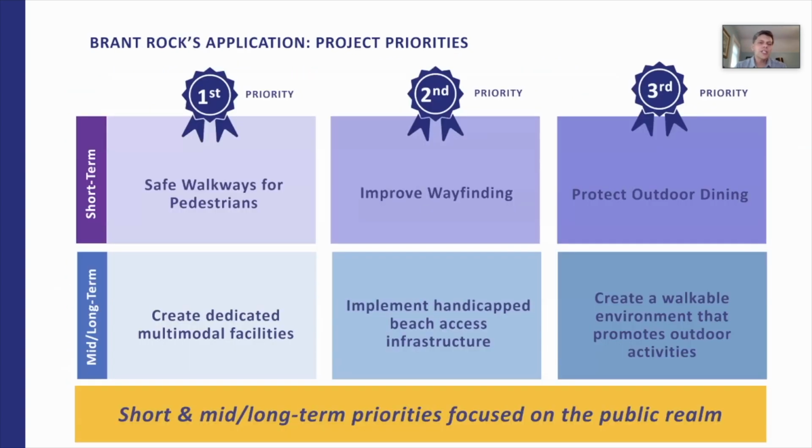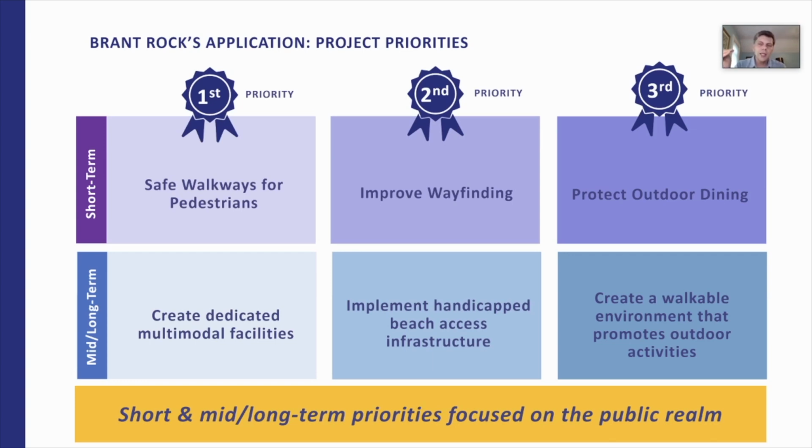The next slide actually summarizes the application that was received by the DHCD. And it summarized in a short narrative 3 categories of priority around short and long-term improvements. Essentially, all of these requests were focused on the public realm, and that seems to be something that people are very, very concerned about. But we've talked with stakeholders, we looked at a lot of the background data, and we recognize that there's probably more to the recovery of Brant Rock than just these.